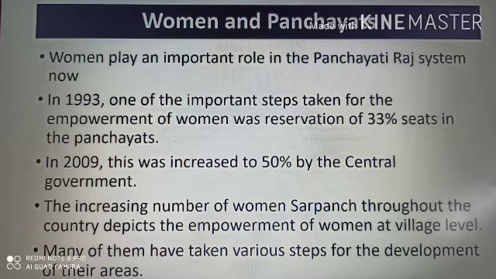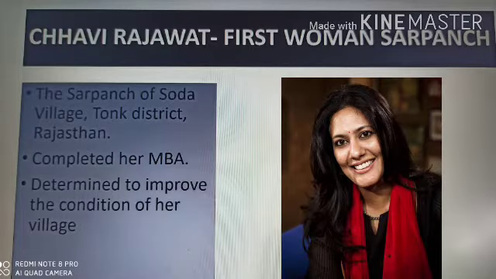Now we will be seeing about the first woman sarpanch of India. She is none other than Chavi Rajawat. She is the sarpanch of Soda village, Tonk district in Rajasthan. She has completed her MBA, and she is very much determined. She was very willed that she had to improve the condition of her village, and she did it also.